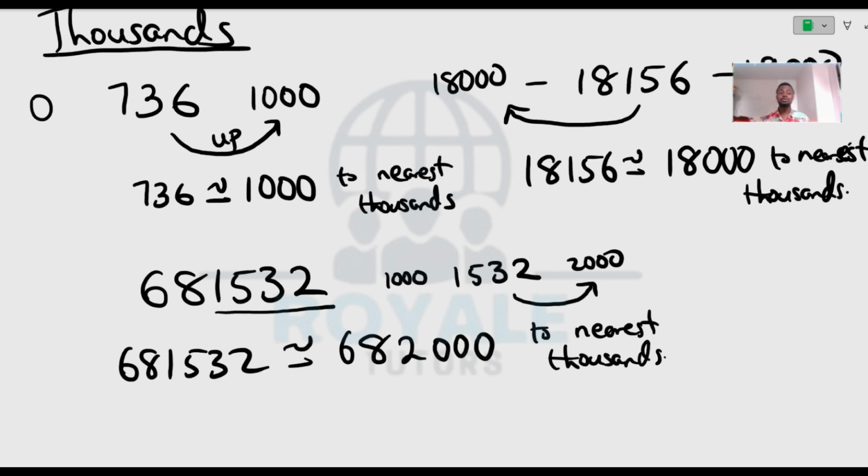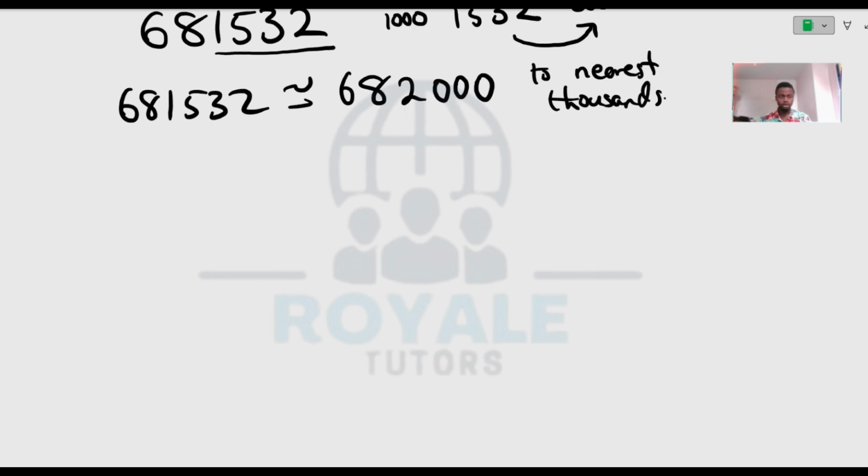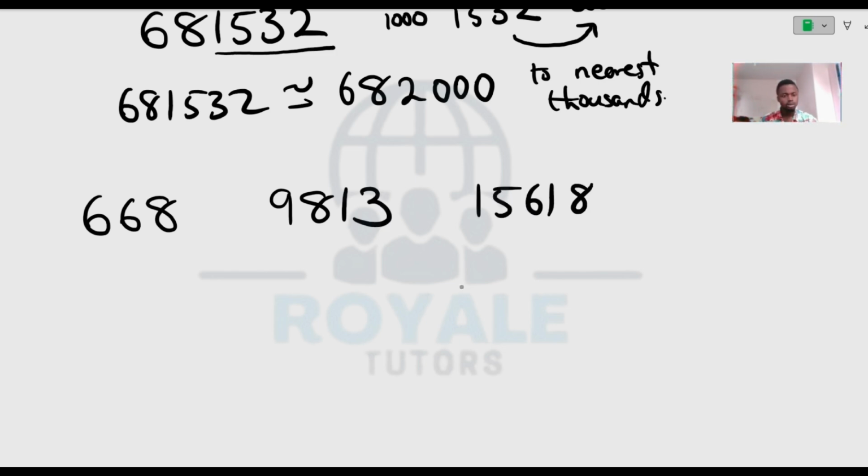All right, so question time. I'm going to give you 5 questions and I want you to work on them. Let's have the first one to be 668. The next one, 9,813. 628. All right, try these 4 questions. Give your answers to them. You can pause the video here so that the next time you play it, you will have the answer on your screen.